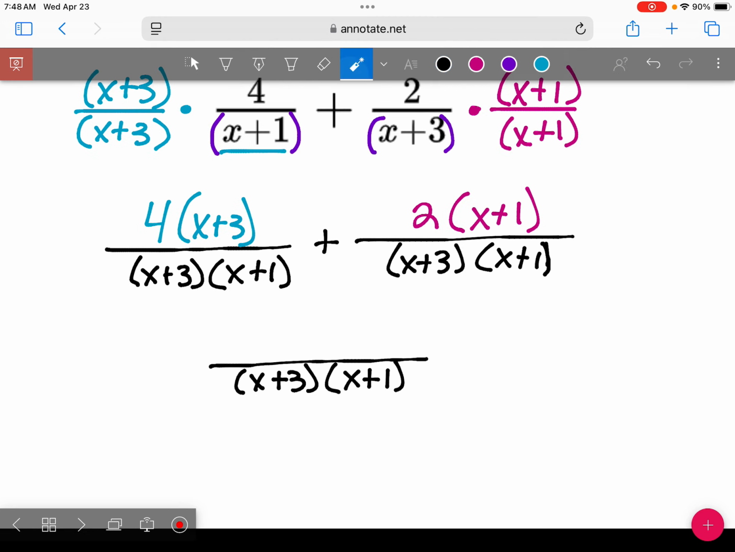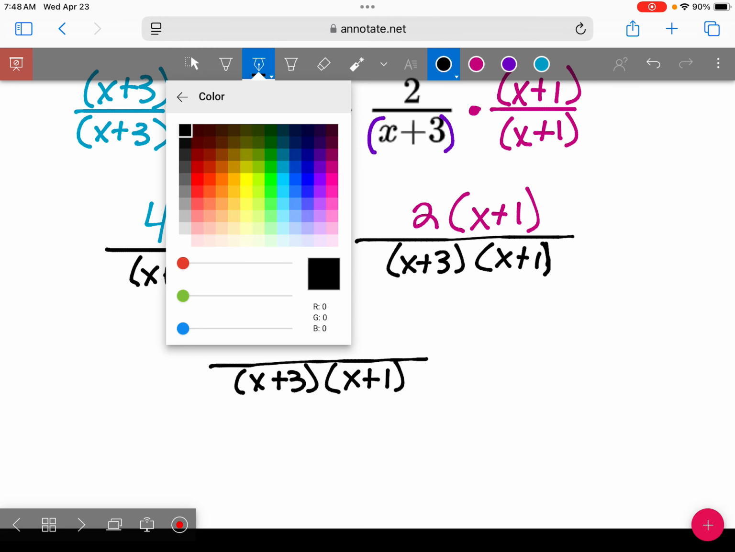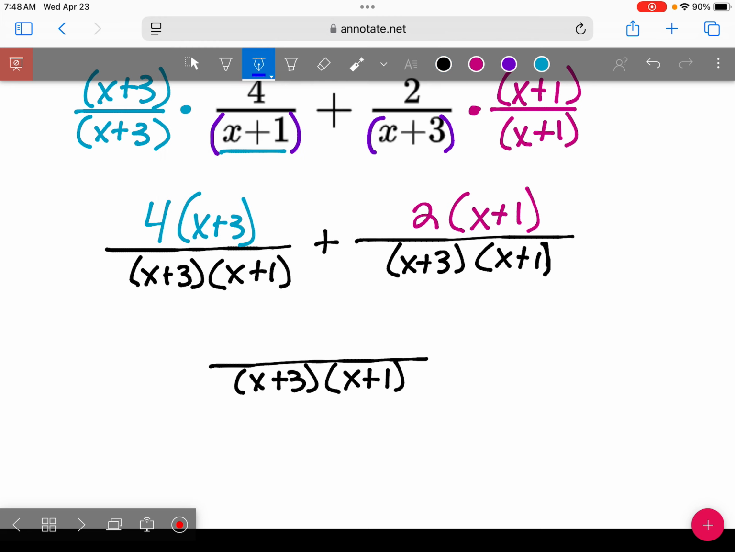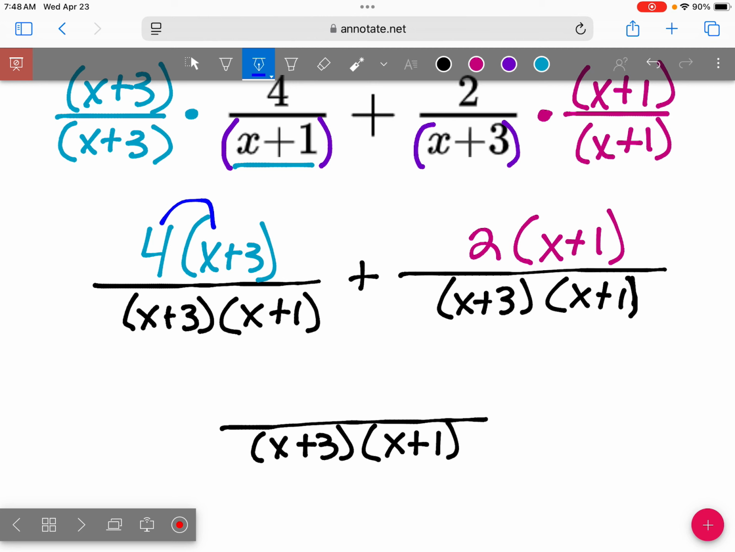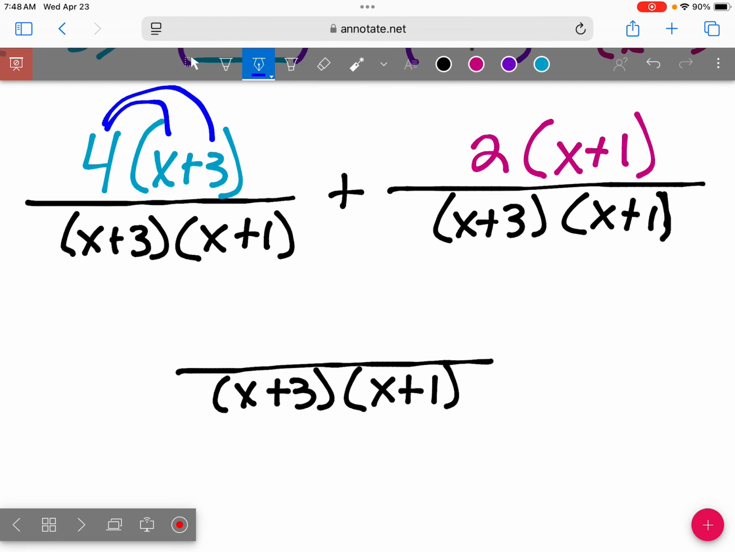All right, so what can I do to this bit? What do we need to do with this blue part here? Distribute. So before I can really add the blue part and the pink part together, I need to do this distribution. My 4x plus my 4 times 3. So my 4 times x is 4x. 4 times 3 is 12.